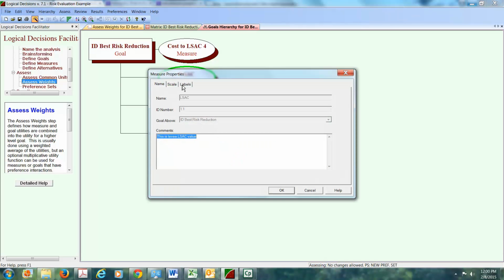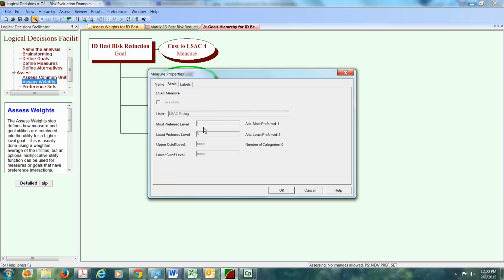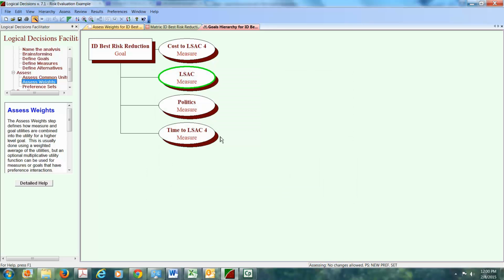So when I click on that, you'll see this little window open up. This is the levy Lsat value. And I have here a scale that I've established that basically says that the most preferred level, in other words, the highest risk, the one that we want to work with first, would be a 1, and the least preferred level would be a 5. So this is our risk metric. This is the way that we measure risks in levies.